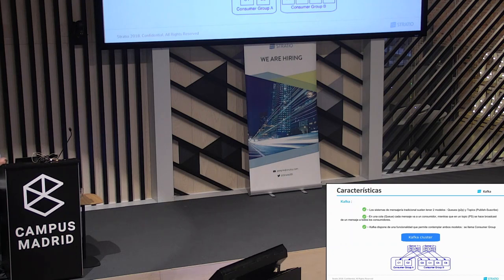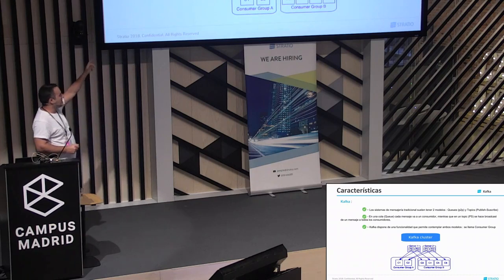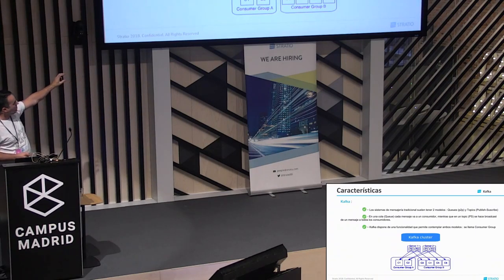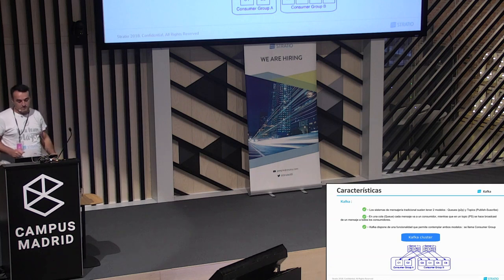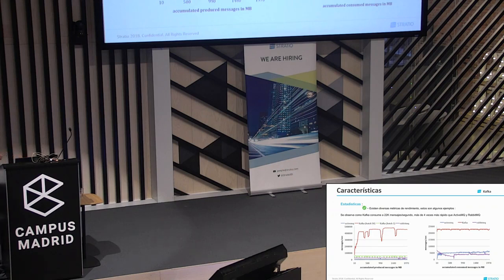Otras características: los sistemas de mensajería tradicional utilizan a lo mejor solamente los dos módulos, que son el de cola peer-to-peer y luego tenéis el otro, que puede ser el de publicador-suscriptor. Kafka tiene una ventaja respecto a los sistemas tradicionales, y es que puedes utilizar el Consumer Group, que te permite agrupar este tipo de funcionalidades. Estadísticas: como podéis ver en comparación con Rabbit y con ActiveMQ, se ve claramente que Kafka es súper rápido.